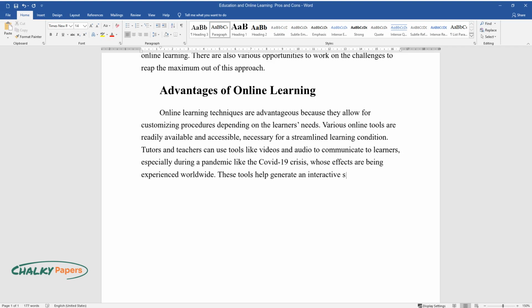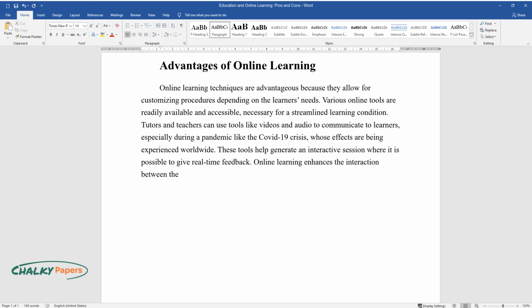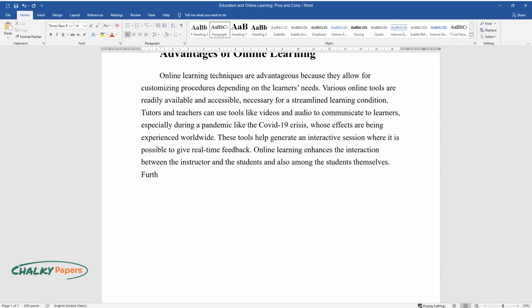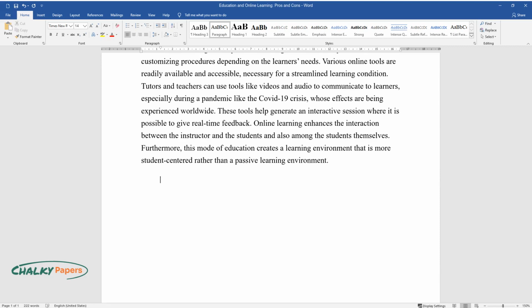These tools help generate an interactive session where it is possible to give real-time feedback. Online learning enhances the interaction between the instructor and the students and also among the students themselves. Furthermore, this mode of education creates a learning environment that is more student-centered rather than a passive learning environment.